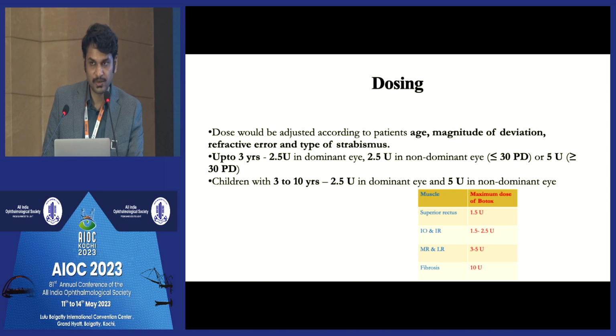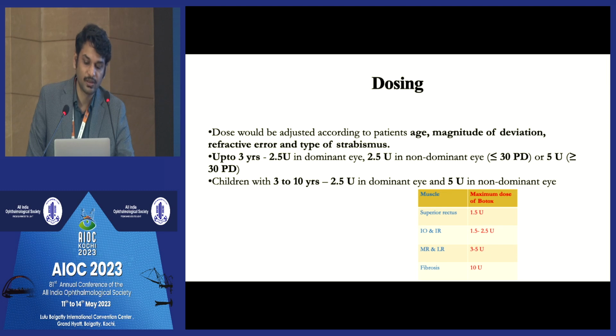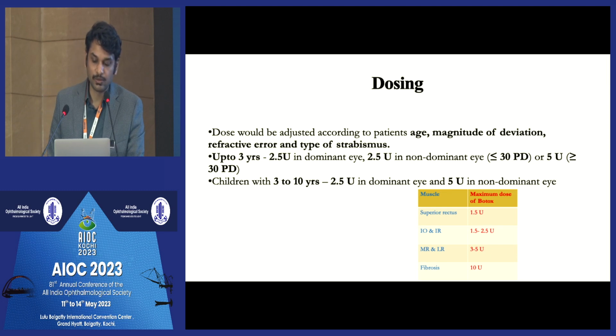So dosing is a little bit different compared to the aesthetic and non-aesthetic parts in the face. For MR and LR we give around 3 to 5 units. For superior rectus we give 1.5, and up to 3 years we give 2.5 units in the dominant eye, and a few people give 2.5 units in each eye for less than 30 prism diopters, and a few people give 2.5 units in each eye for less than 40 prism diopters also. So it depends on the preferred practice patterns.